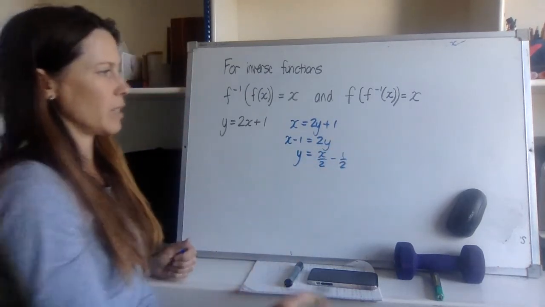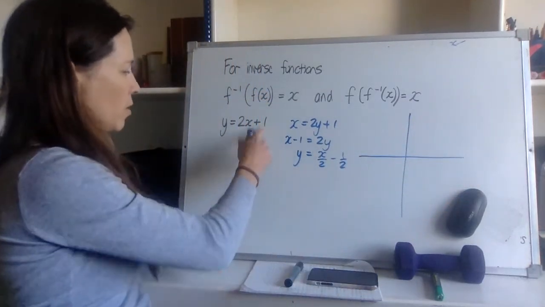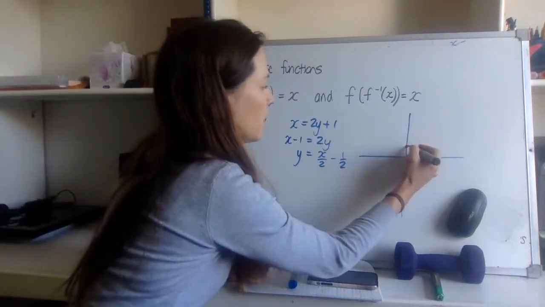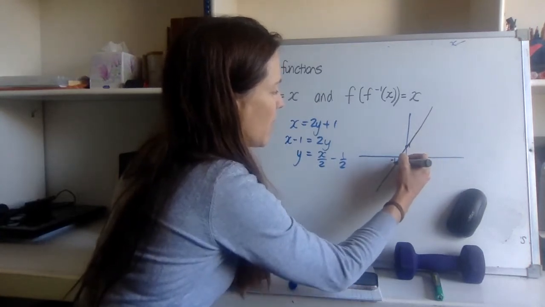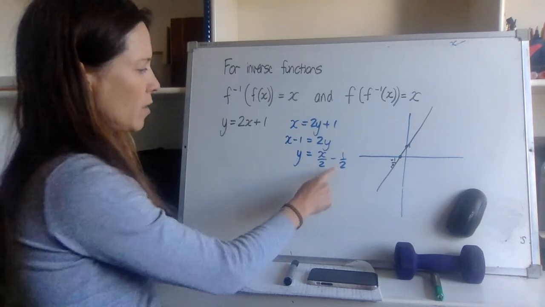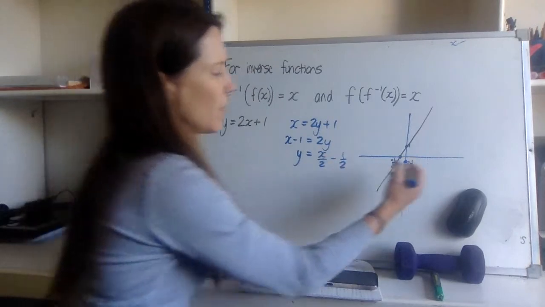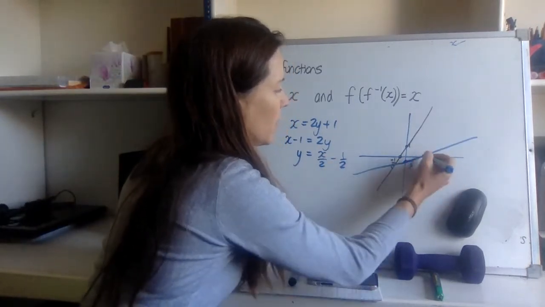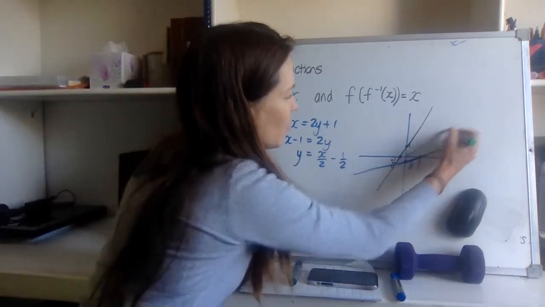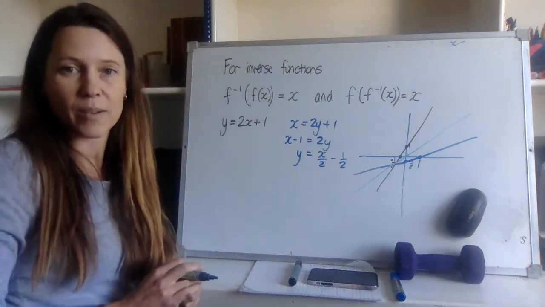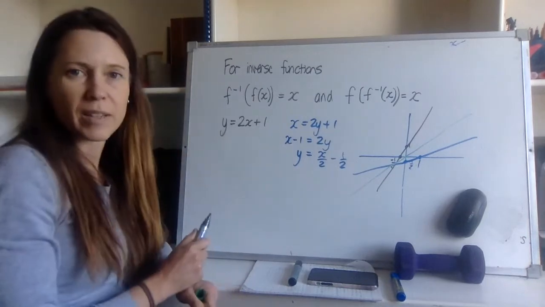Now let's just graph these to check really that they do actually look like inverse functions of each other. This one's got a y-intercept of 1 and a gradient of 2, so it goes something like this, and this point here would be negative a half. And this one has a y-intercept of negative a half, and it's got a gradient of a half, so that's more like this, and this point here would be 1. Now you can see there on my quite dodgy sketch, it does look indeed like a reflection around that line y equals x. So a nice little visual check that your algebra is looking right.